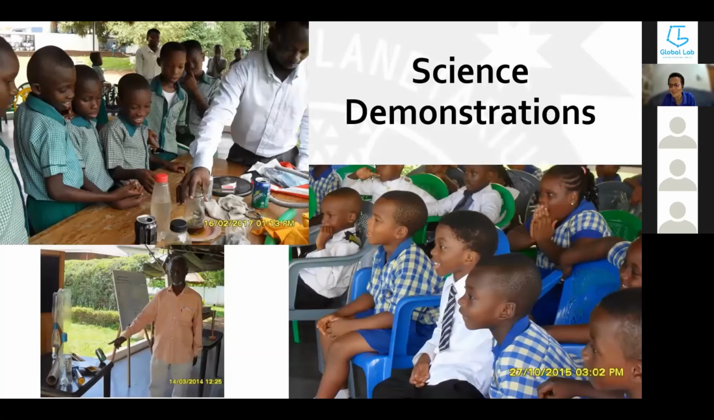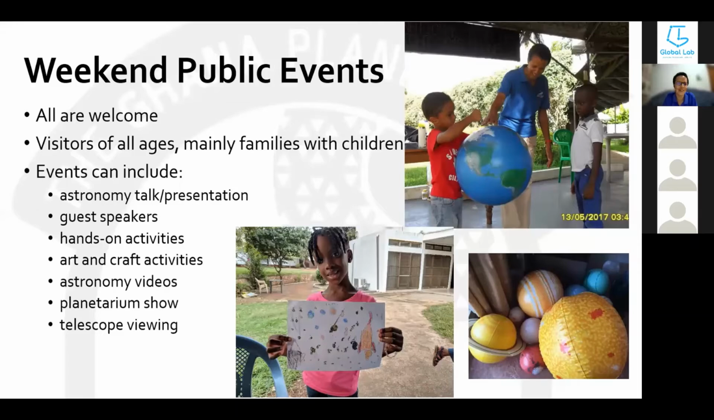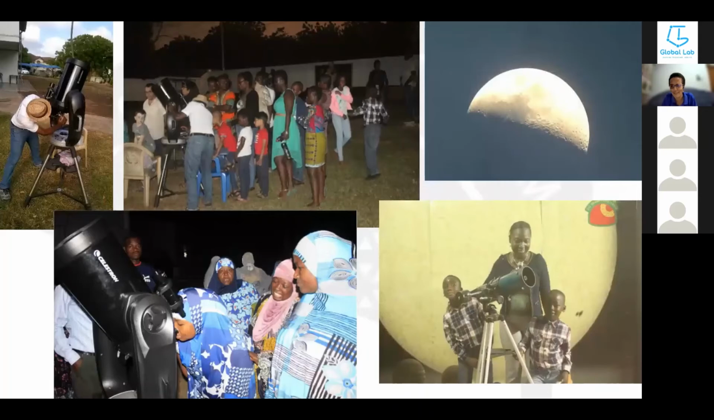I'm sure most of the people here will know that there are quite a lot of issues around trying to get kids interested in science and not enough hands-on science in school. So they're always very excited to see the demonstrations that we do. We also hold public events at weekends for the general public, and it's often families with kids, so we try and do lots of fun hands-on activities. And then of course telescope viewings, where we really get the wow factor. We're lucky to have quite a few telescopes that have been donated, and those evenings are very popular, and it really does get people excited.